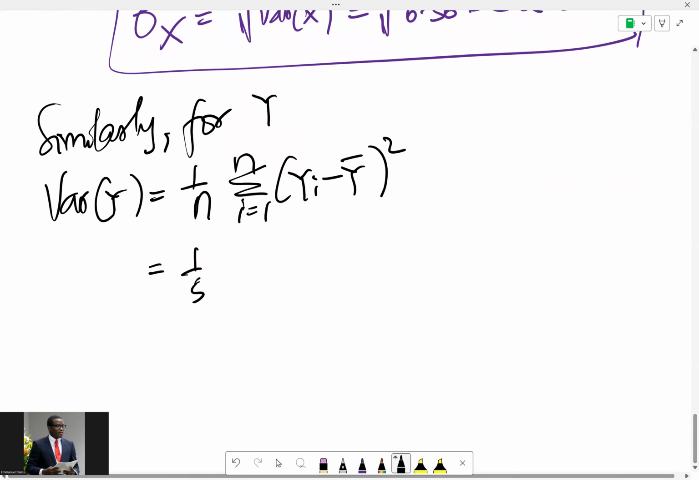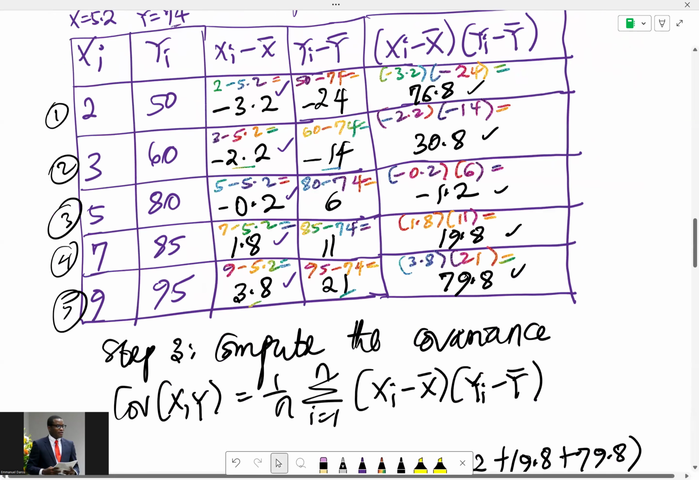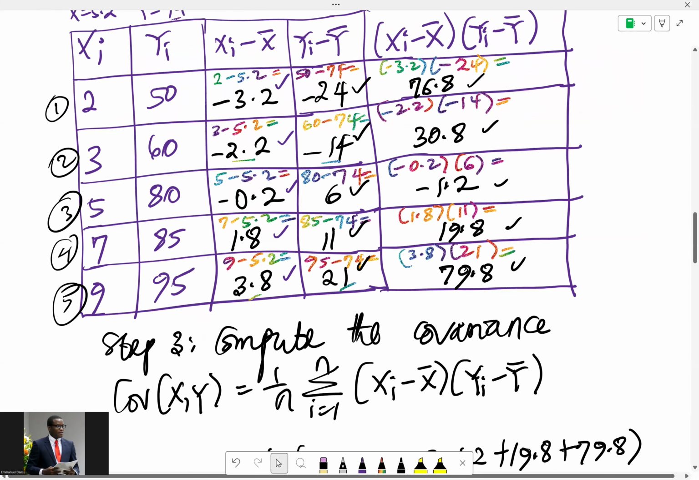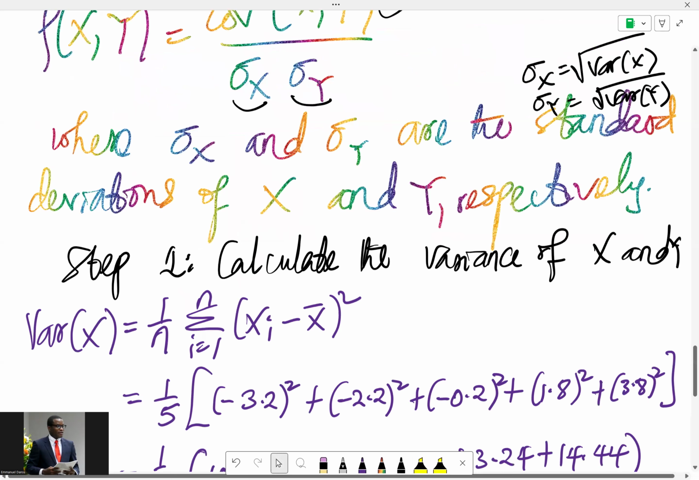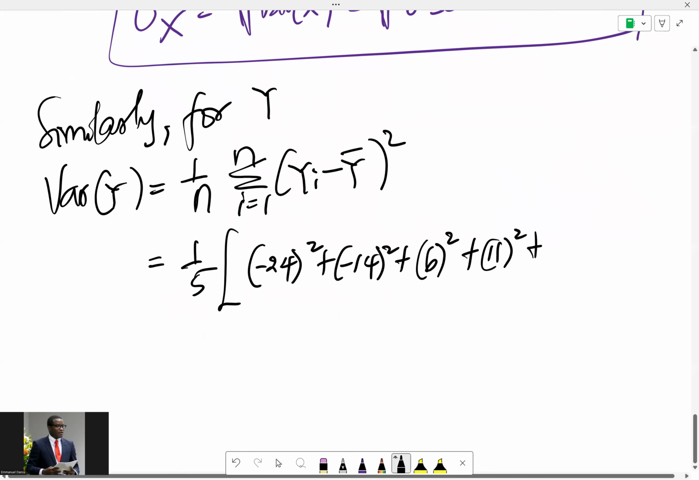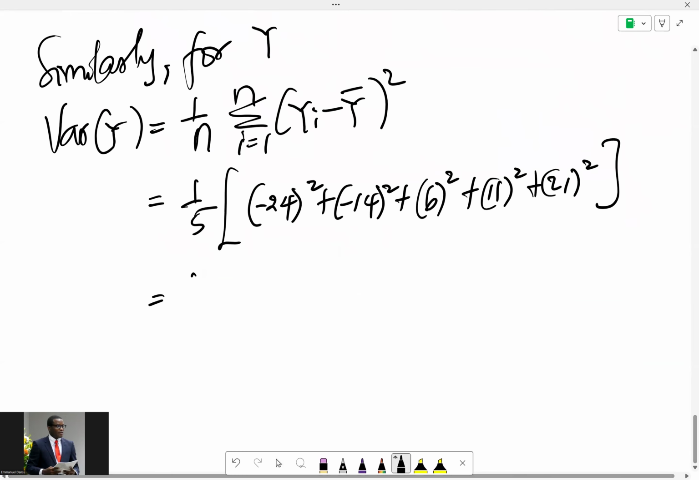So you have 1/5 into, now what are the deviations for y? We have it in the table. So these are the deviations: minus 24, minus 14, 6, 11, and 21. So we have minus 24 squared plus minus 14 squared plus 6 squared plus 11 squared plus 21 squared. Okay, we square and sum, and then we have 1/5 into each of that.